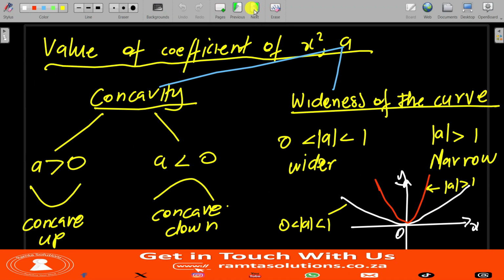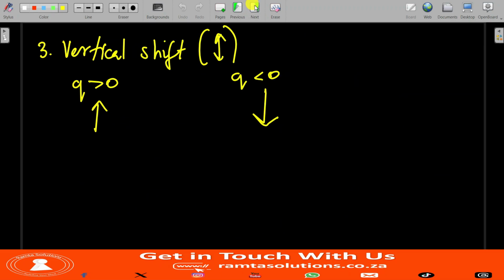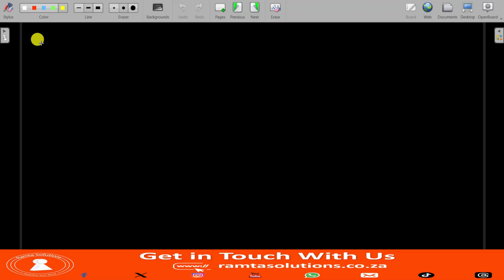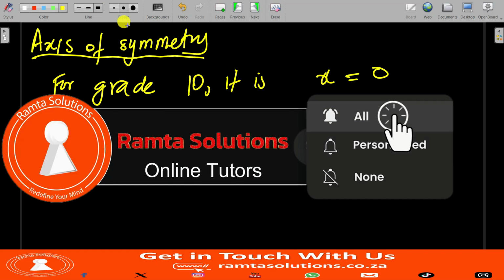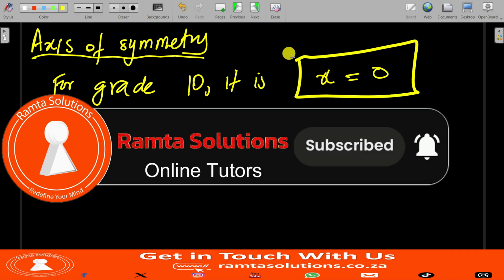Then let's look at the characteristics. We are going to look at domain. In fact, let's begin with axis of symmetry. With the axis of symmetry, for grade 10, it is x equals 0.